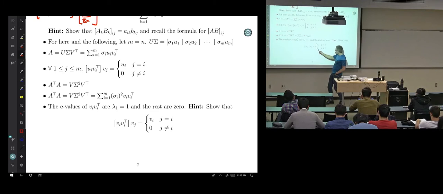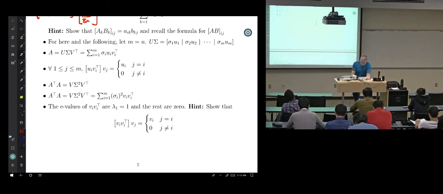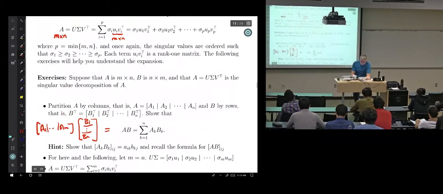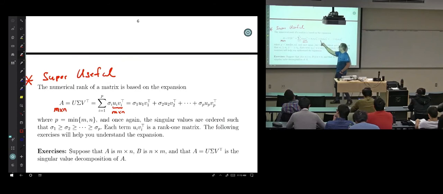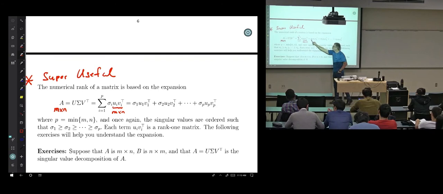So that's what the exercise sets you up to understand, that each of the terms in this expansion has induced matrix norm 1, and these are the scaling factors now in front. So this would have induced matrix norm sigma 1. It's big. Induced matrix norm sigma 2. So these are descending contributions to the rank of A, which is kind of awesome.